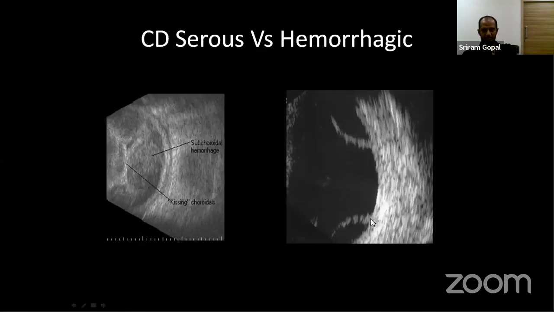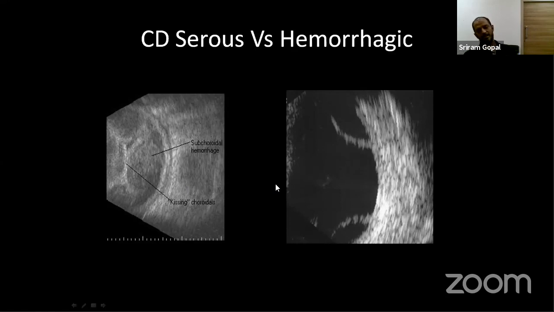This is just a picture to show you. This is a choroidal detachment, clear suprachoroidal space, which means it's a serous suprachoroidal. This is a very hemorrhagic suprachoroidal with the suprachoroidal hemorrhage. You can already see few areas of clearing. Here the blood is dense. Here it is starting to clear. And both the domes are touching, which means it's a so-called kissing choroidals.